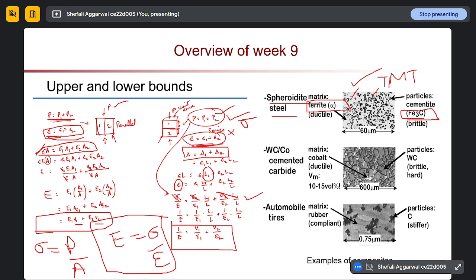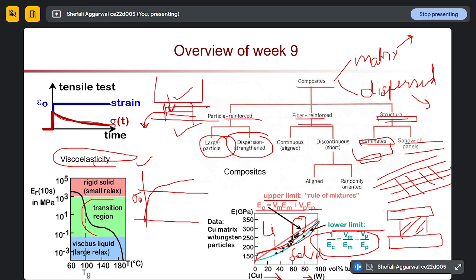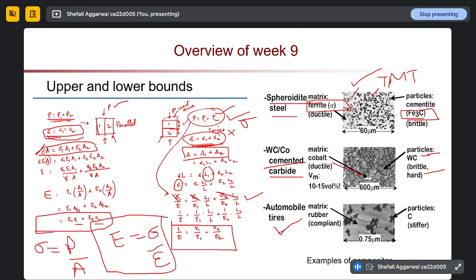Another example is when we are using, for example in this case, a cobalt matrix, and we are adding some brittle or hard materials as particles to it. That is a cemented carbide type. In the same way we can have different types of composites. These are the particle-based examples. If you see from here, we have divided in three parts. If we talk about particle reinforced, these are the examples of particle reinforced. We have different particles in our matrix.